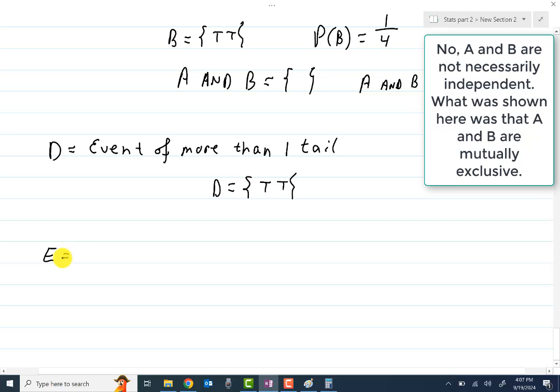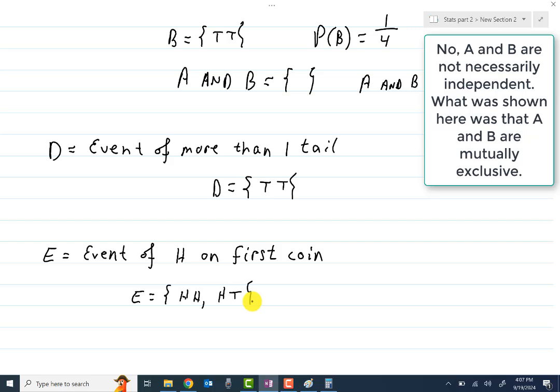Then try E. Let's say that's the event of H on the first coin. As I write it mathematically, then HH had a heads on the first try, and then we have an HT. The other ones, though, had tails on the first try. So if you look between D and E, I can see that those are also mutually exclusive. You can see this TT is certainly not in here.